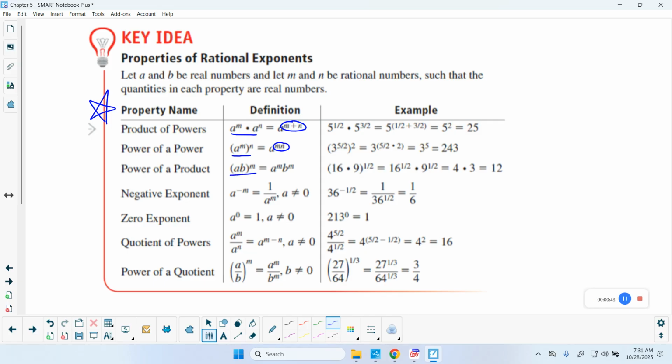Whenever we have a power of a product, your power is going to get distributed to both terms inside of the parenthesis. Whenever we have a negative exponent, we always have to change it into a fraction. The zero exponent property: anything raised to the power of 0 is always going to be 1. Whenever we are dividing, it means we are going to be subtracting our exponents. And then power of a quotient is the same thing as power of a product, where again, whatever power is on the outside gets distributed to every number on the inside.